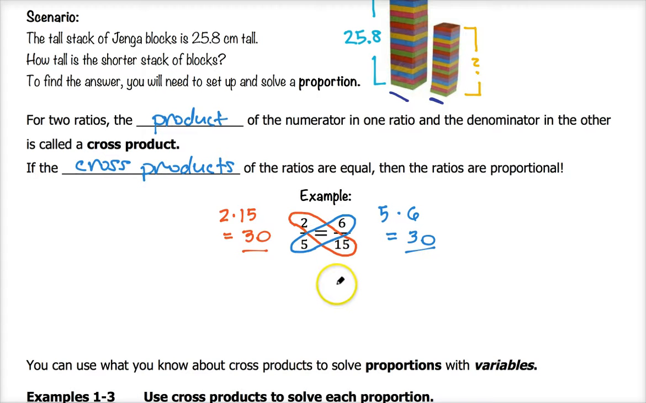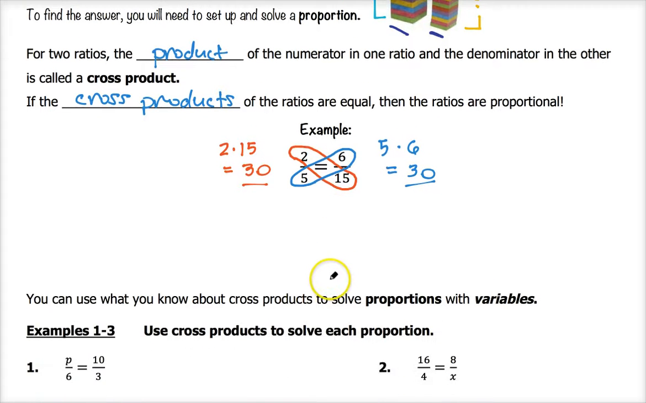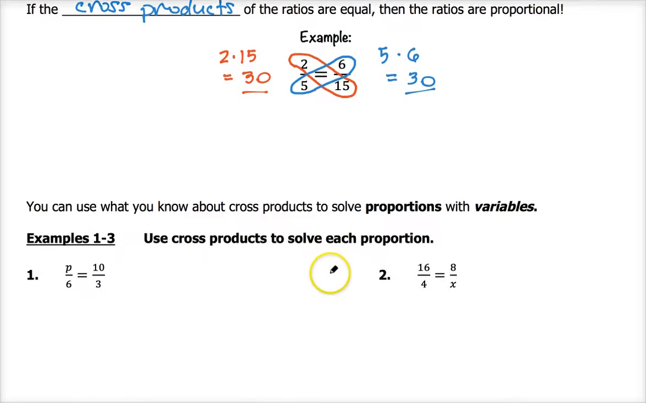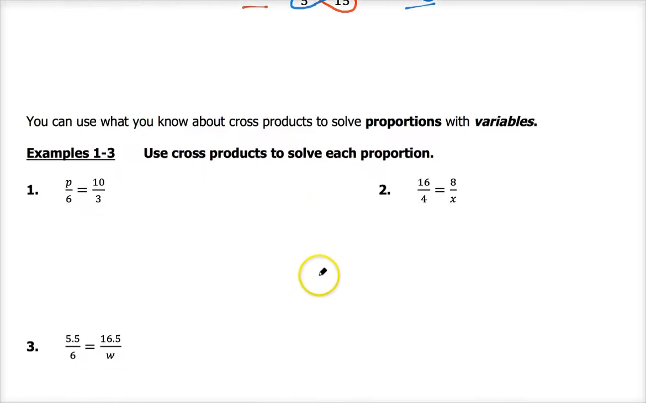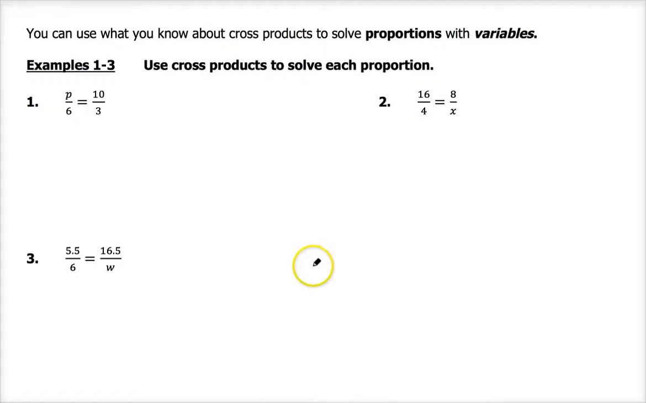And so we're going to use this little fact here to set up and solve proportions that have variables in them. So this will be our first experience in sixth grade solving equations with variables. I know you did this a little bit in fifth grade last year, not necessarily proportions, but solving equations for variables, and we're going to start that process here.